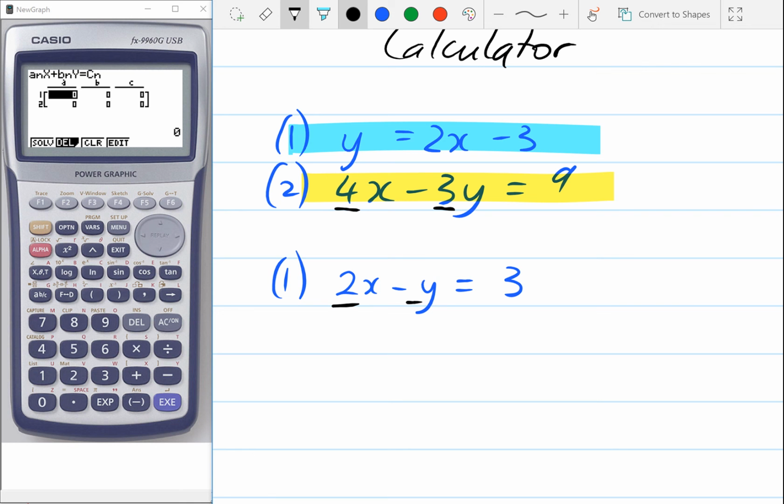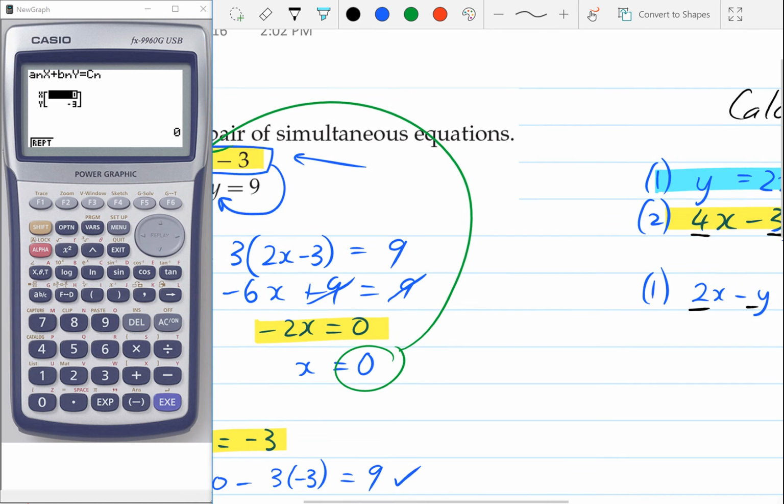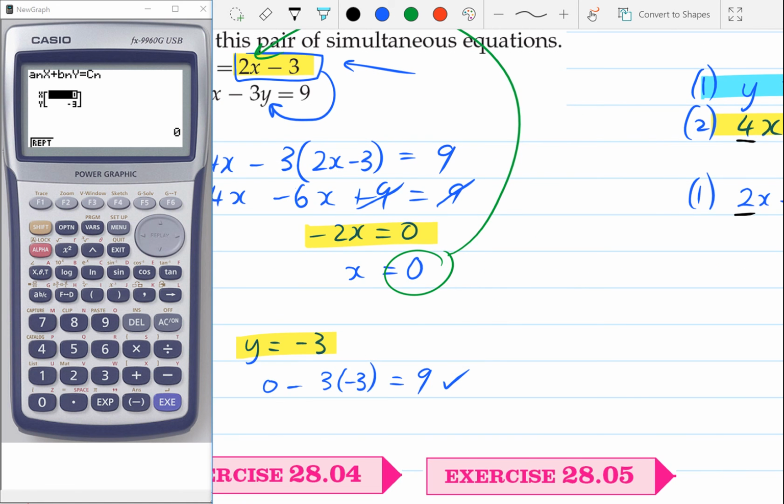So for equation number 2, I'll do that first. We've got 4, negative 3, and 9. And then for our second equation, we've got 2x, we've got negative 1y, and we've got 3 that it's equal to. And that gives us those two solutions, x equals 0 and y equals negative 3, which is what we found by the substitution method.